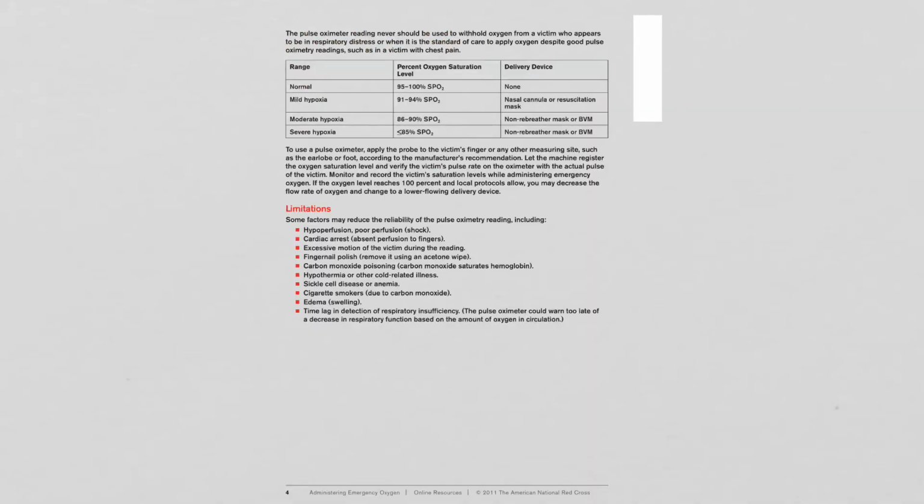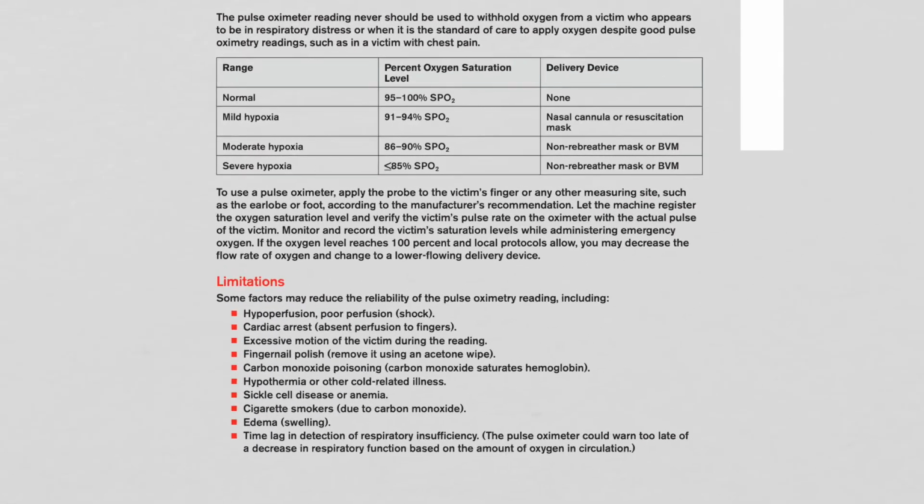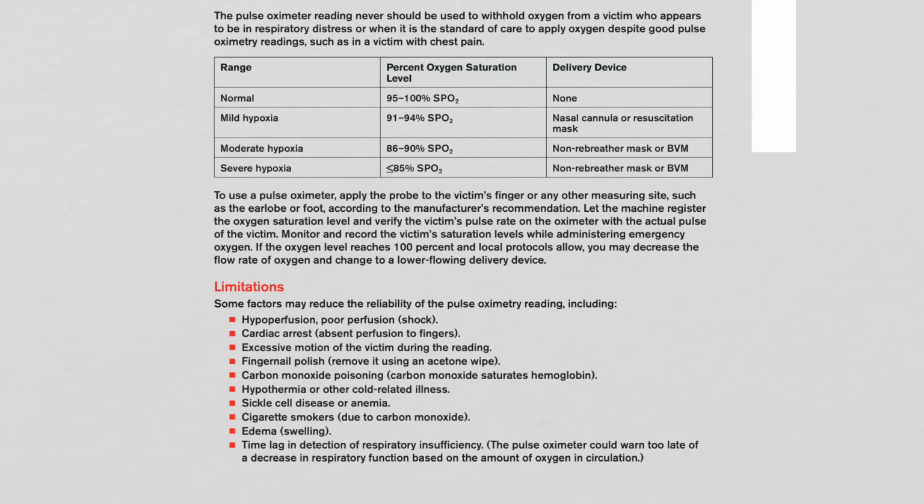Let's take a look at this chart here. This is the Red Cross's standard in terms of pulse oximetry. The question really becomes, as a clinician, when do we administer oxygen? I would use this table to help guide you. What we know about a normal patient in terms of pulse oximetry is that they'll have between 95 to 100% oxygen saturation levels.